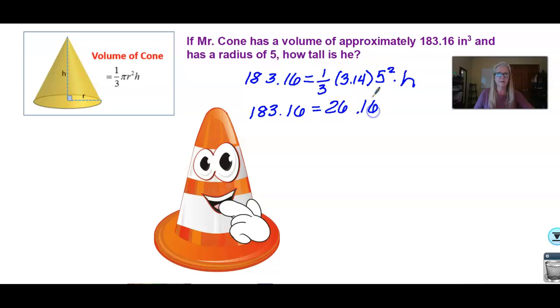0.16 repeating h, right? How do you get h by itself? Well, it's being multiplied with this 26.16, so we just divide both sides by 26.16, and we find that the height, and you'll get like 7.00 something, but the height in this case would be 7 approximately.